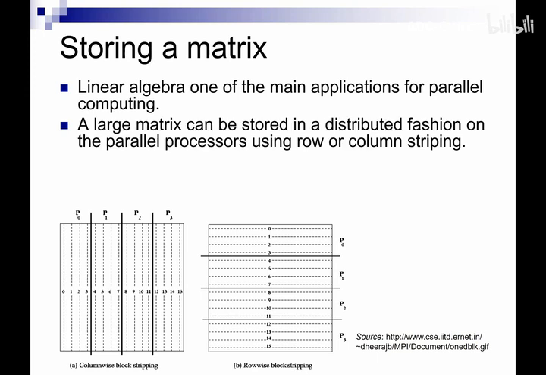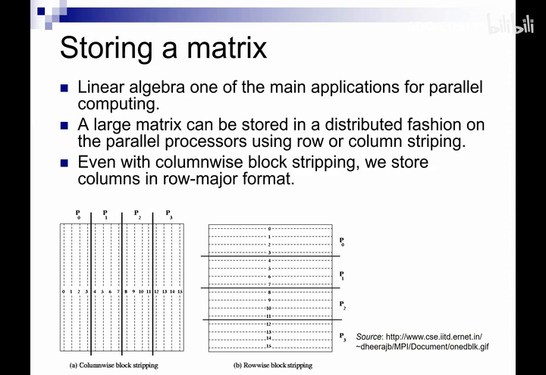Okay, so now if we're working with a matrix in a distributed setting, then we don't want to have each process store the entire matrix because the matrix can be quite large, right? So instead, we want to break up the matrix and then divide it among the processes. There are different ways of dividing the matrix. Two simple ways are to either break up the matrix in terms of its rows or its columns. That's going to be called row or column striping.